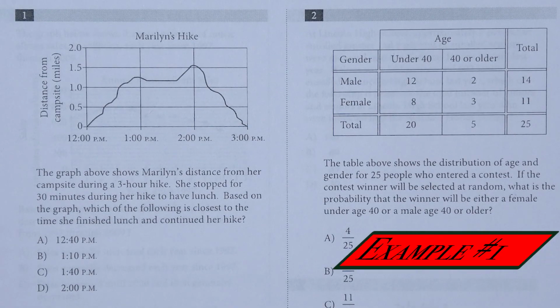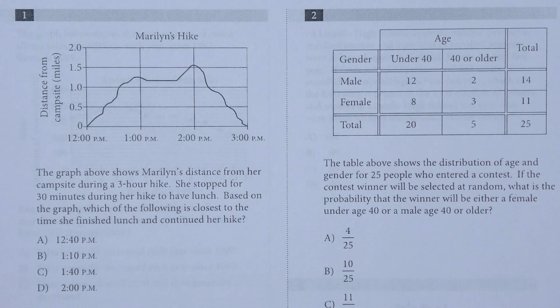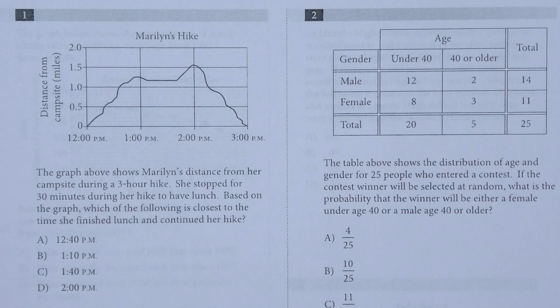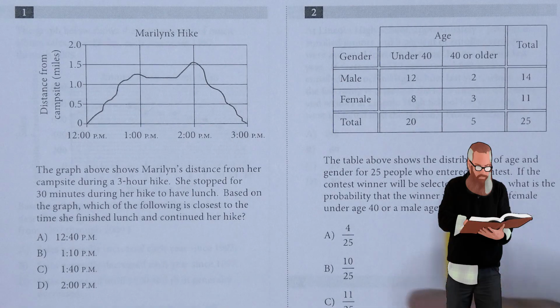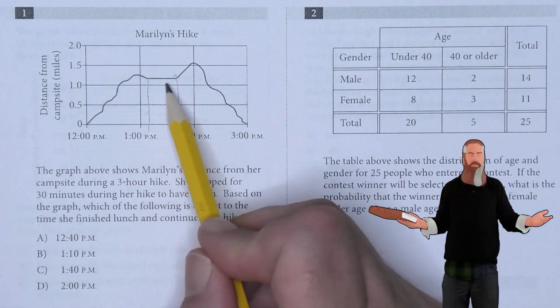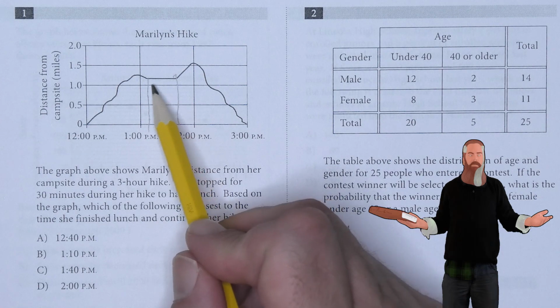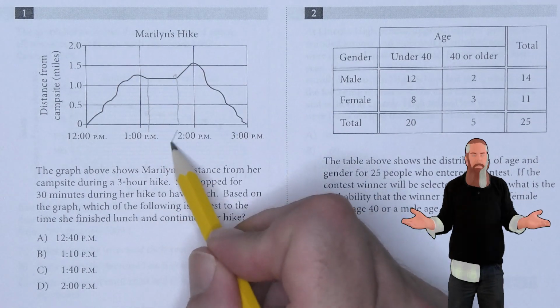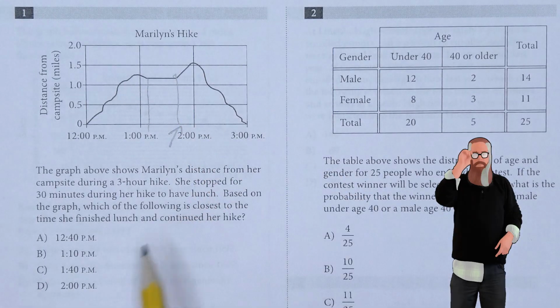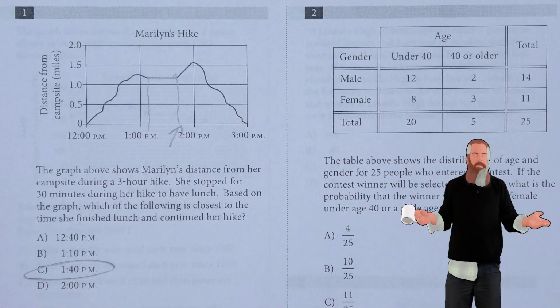The graph above shows Marilyn's distance from her campsite during a 3-hour hike. She stopped for 30 minutes during her hike to have lunch. Based on the graph, which of the following is the closest to the times she finished lunch and continued her hike? Just by looking at the graph, we can see that these points right here are when she's not changing her distance. It's remaining static. So this is the point in time that we're looking at. It's a bit before 2 o'clock, which C is the only answer that fits.